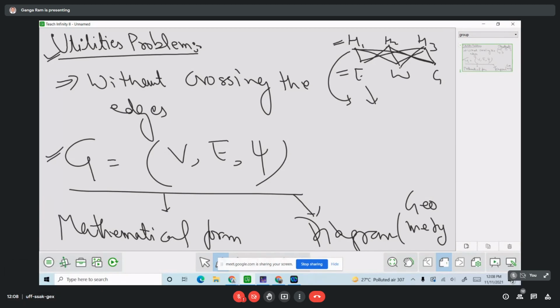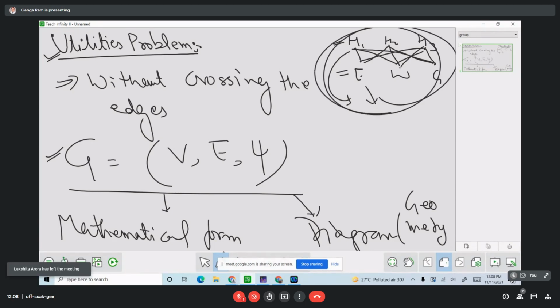We can represent a graph in the mathematical form. For example, suppose a set of vertices is given, a set of edges is given, and a relation is given. That will be the representation of a graph in the mathematical form. And this is the diagram form. Diagram means the geometrical form of a graph. Clear? It is one geometrical form of a graph.